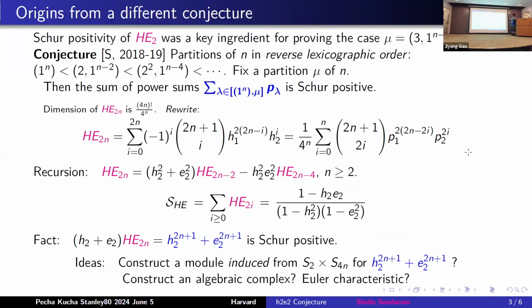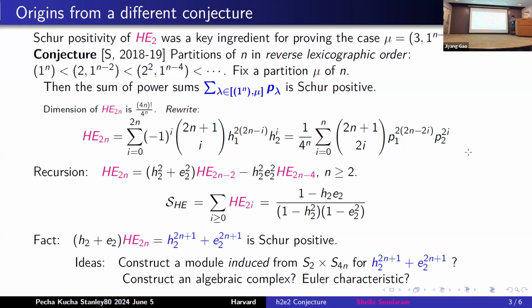So where did this come from? I was actually trying to prove a different conjecture about Schur positivity of power sums in an interval when you take reverse slice order. I'm not going to say anything about that. There are a couple of different ways to rewrite HE2n. For instance, this way, you can see that the character values are nice, they're positive. The recursion is interesting. It gives you, again, a tantalizingly nice but not Schur positive generating function. And the interesting fact is when you multiply by H2 plus E2, you get something that looks like it's going to be a very simple module.